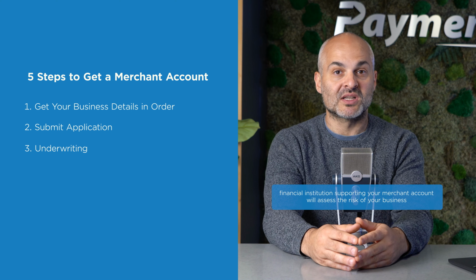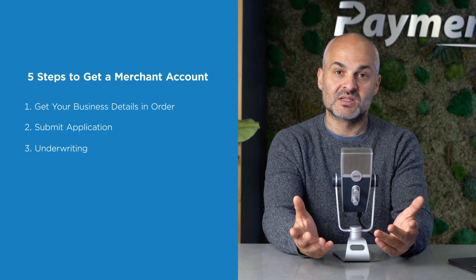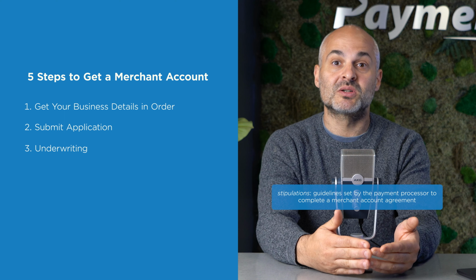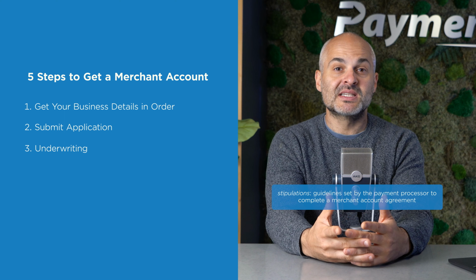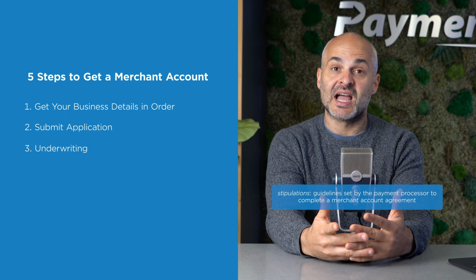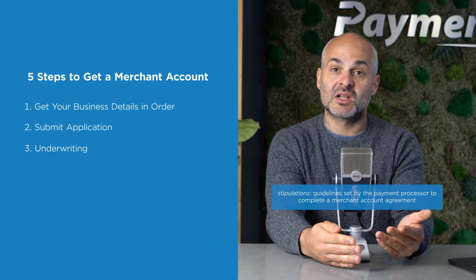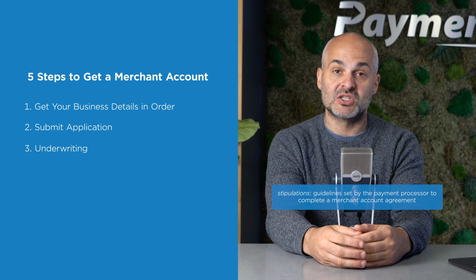During the underwriting process, you may be asked for stipulations. Stipulations are essentially guidelines set forth by the payment processor to complete the merchant account agreement. Some examples of stipulations include signing a high-risk registration form, updating your website to include ingredients on product labels, or adding a return policy to your website.